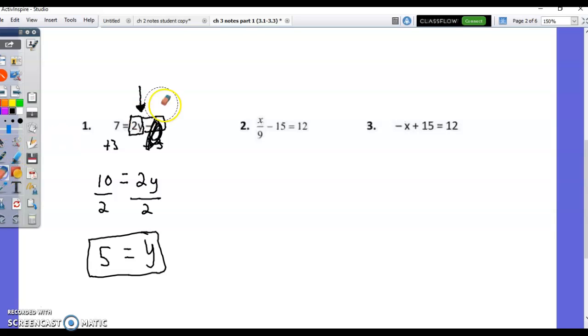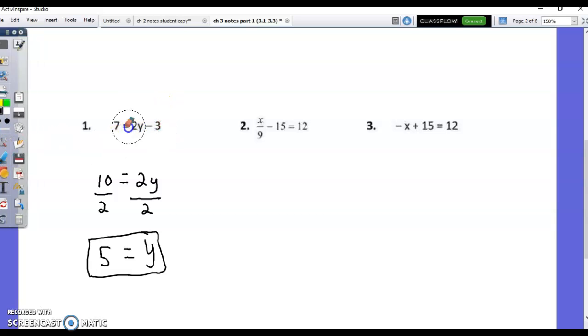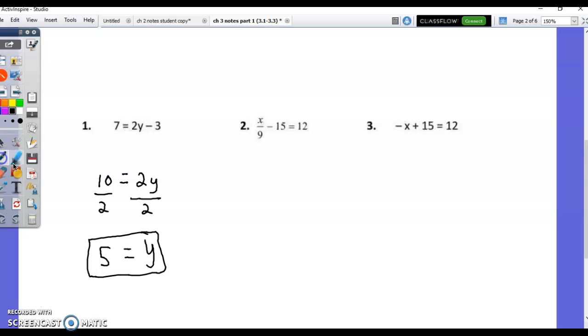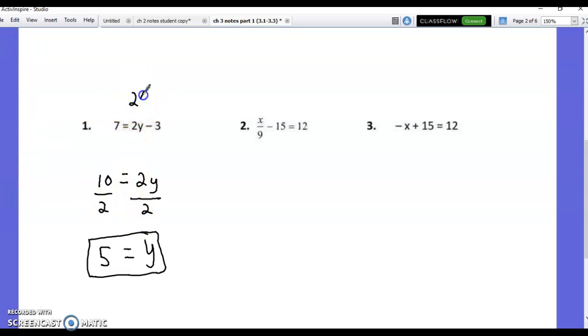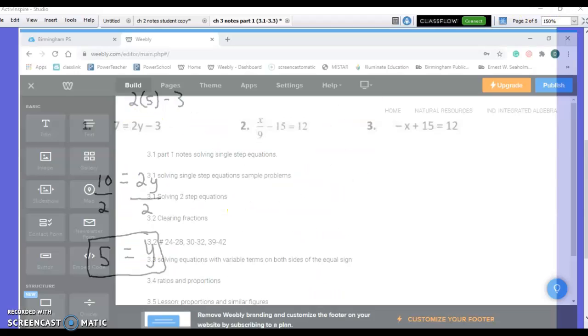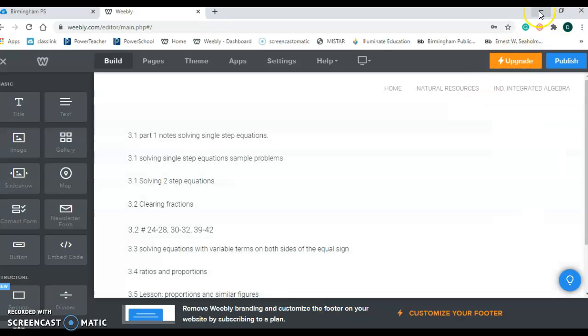Now again, we're not going to check all of these, but I'm going to show you how it works. We talked about substitution. If y equals 5, 2 times y minus 3, and then I put in the 5. And if I type that into my calculator, then I should get the answer.